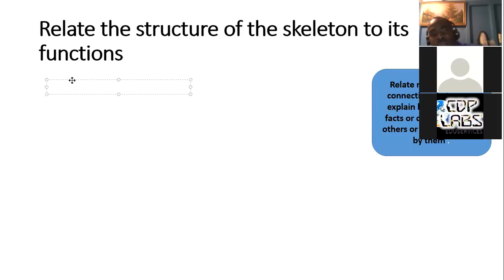Like for example, look at the good news: mainly provide support. So the pelvic what? Girdles. Mainly support. Provide support. And the skull and the rib cage are protective.